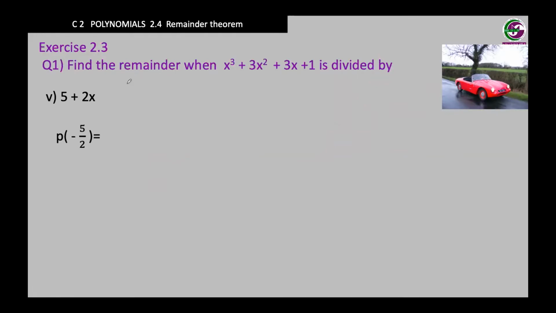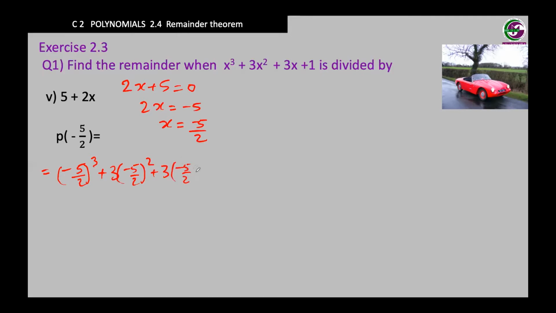First of all, we need to rearrange them, so we can rewrite 2x plus 5 is equal to 0, or 2x is equal to negative 5, x is equal to negative 5 by 2. So when you substitute, p of negative 5 by 2 is equal to negative 5 by 2 power 3 plus 3 times negative 5 by 2 power 2 plus 3 times negative 5 by 2 plus 1, which is equal to negative with power 3 will be negative.